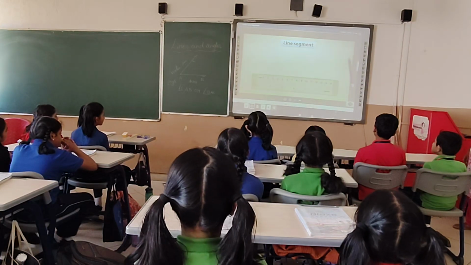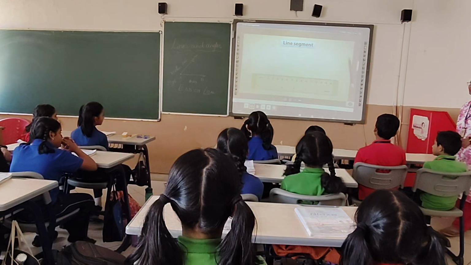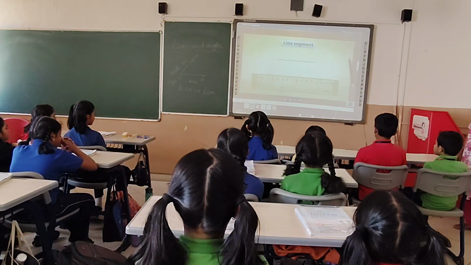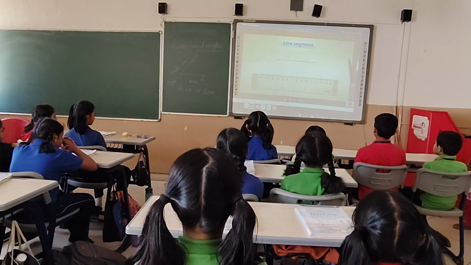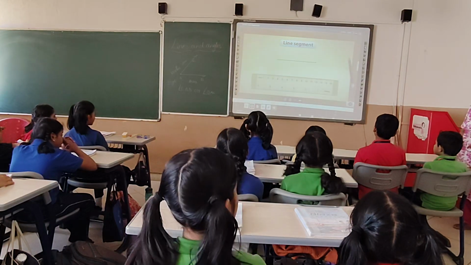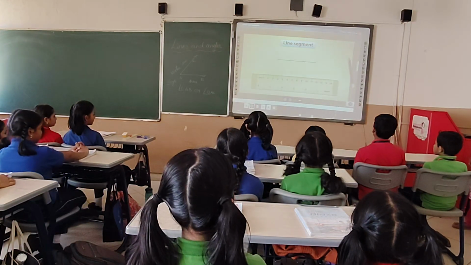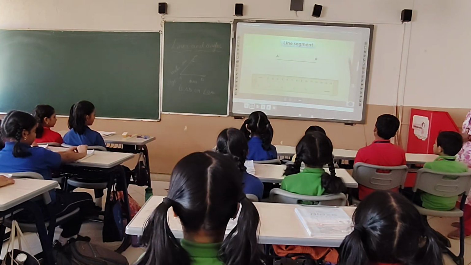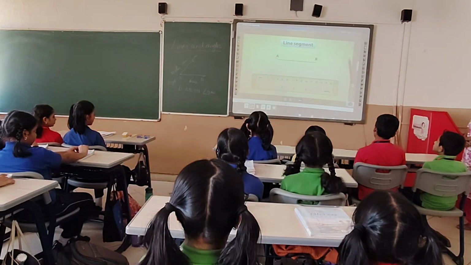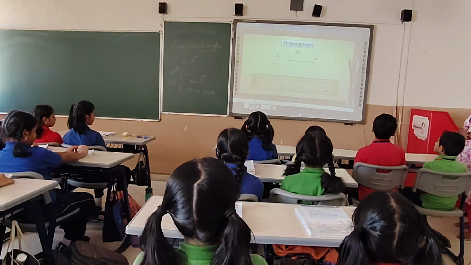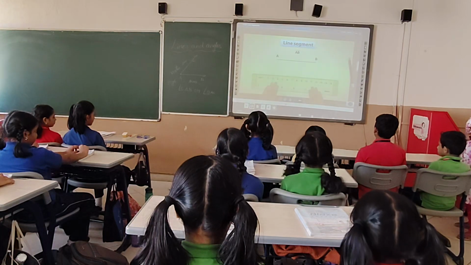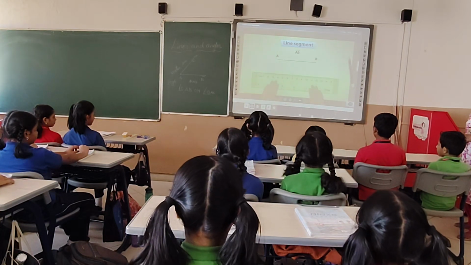Okay, let's use this ruler to measure the length of a line segment. Look at this line segment. It has a start point and an end point. Let's name these points A and B. So, this is line segment AB. We can denote it like this. Now, let's measure the length of line segment AB.